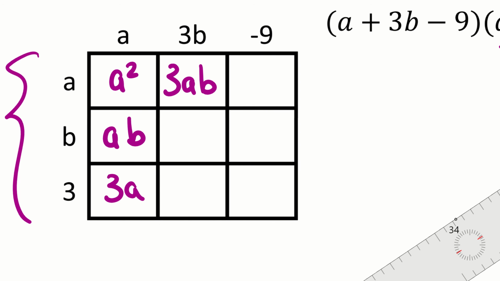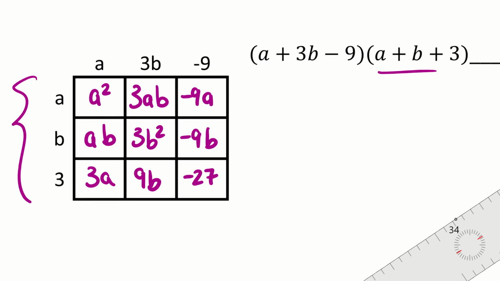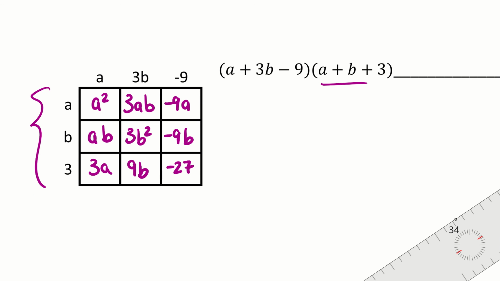Below that, I've got a 3b times a b, which is 3b squared. And below that, I've got 3b times 3, which is a 9b. And then over the upper right, I've got negative 9 times a, which is a negative 9a. Below that, I've got negative 9b. And then below that, I've got negative 3 times 9, which is negative 27. All right, so there are some like terms to combine here.